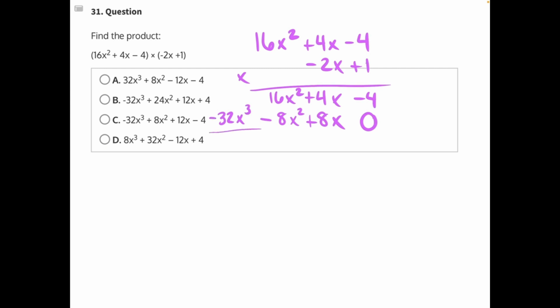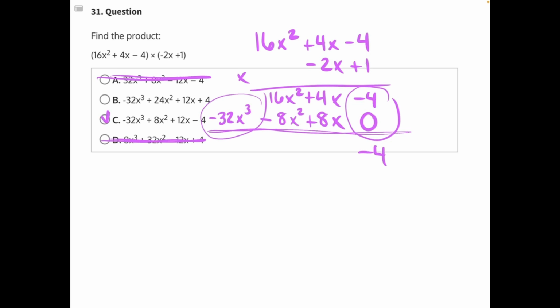Then we would need to add these terms together, but before we do, we can already eliminate down to find our correct answer. We know our first term needs to be negative 32x cubed, so it can't be A and it can't be D. And we know our last term is going to be -4 because -4 plus 0 is -4, and that narrows us down to answer choice C as our only correct answer.